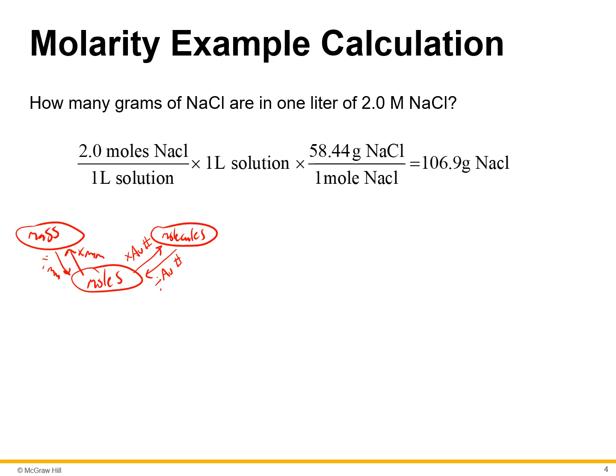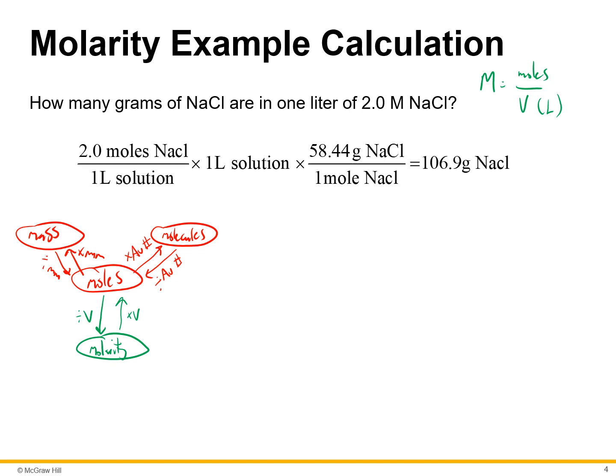Well, now we can add to this roadmap. And if we had molarity here, if we went from moles to molarity, we would divide by the volume. And if we go from molarity to moles, we multiply by volume. And this comes from the previous slide where big M molarity is moles divided by volume, which should be in units of liters. So in this problem, they're asking how many grams are in 1 liter of 2 molar NaCl.